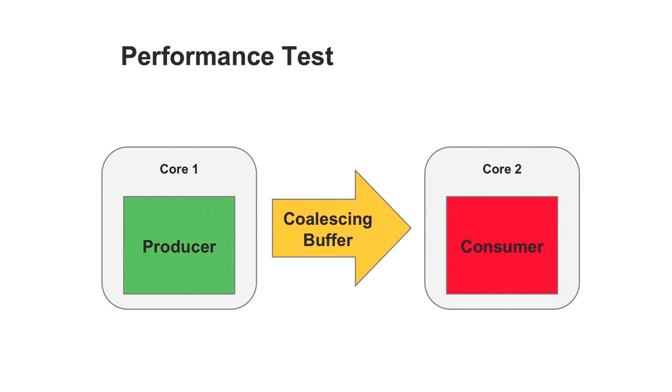So how did we actually come up with the performance test for our component, which is in the middle here? What we do is we pin on one core the producer that's going to pump a bunch of values into the coalescing buffer. And on another core, we're going to drain this buffer as fast as we can, and we're going to measure how long it takes to get all the values through this to here.